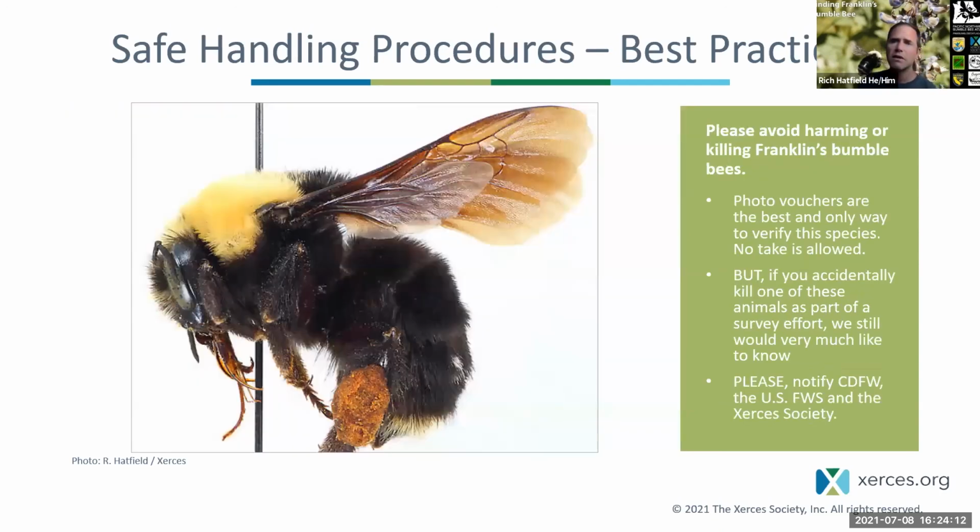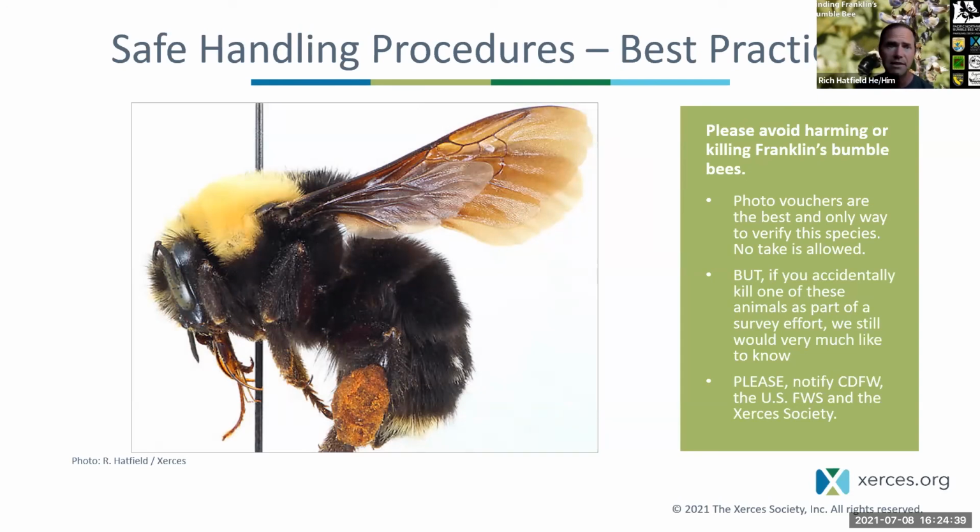Likewise, Hilary also mentioned this in her presentation. Please avoid harming or killing Franklin's bumblebee, and do whatever you can to avoid this. Photo vouchers are really the best and only way at this point to verify the species. No take is allowed in Oregon, no take is allowed in California. So please focus on photo vouchers. We can get enough detailed information to identify the species from photos.